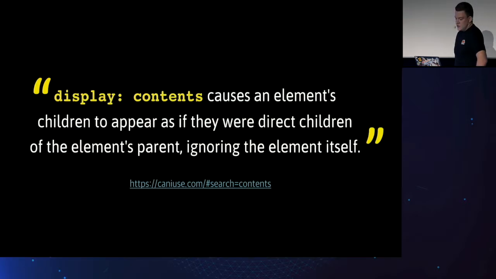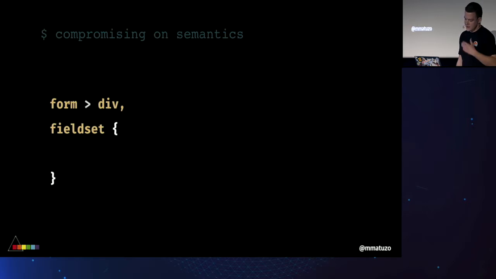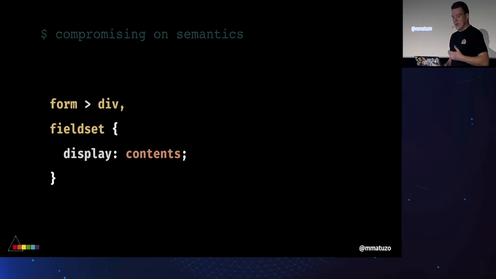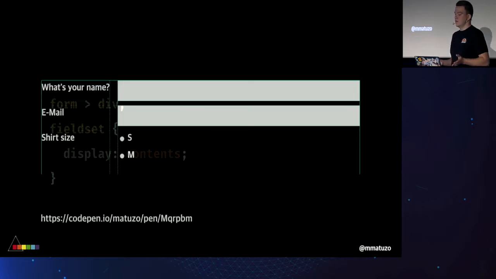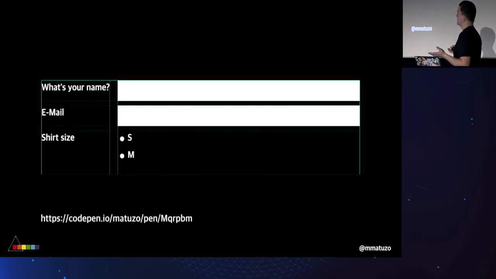We could try using display contents. Who of you knows of display contents? Okay, display contents is also really, really cool. If you set display to contents on an item, its child items will act as if the element does not exist. So that's exactly what we want for our inputs and labels. So I select the divs, I select the field set, I set display to contents, and this is what we get. It's perfect. Now they're not direct child items of the grid container, but still they're laid out in the grid.